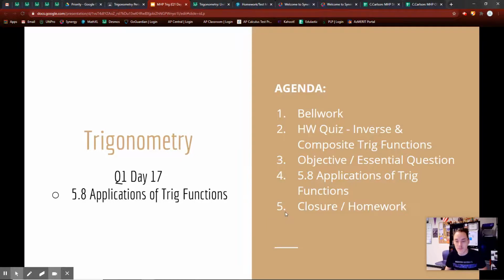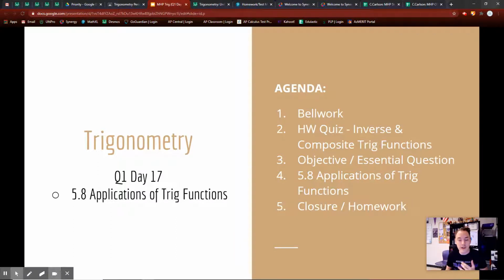Awesome. So, bell work. I have a total of 5 questions that I want to get through. And I'm pretty sure all those questions are on the homework quiz. So again, different numbers, but same process. So pay attention. Homework quiz.